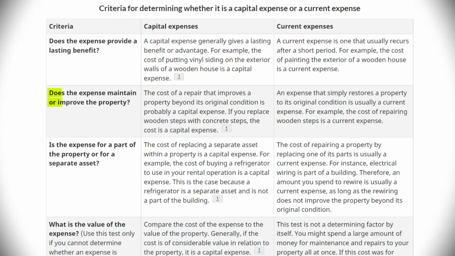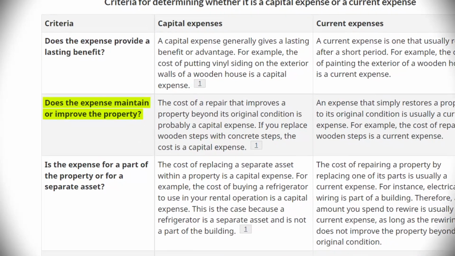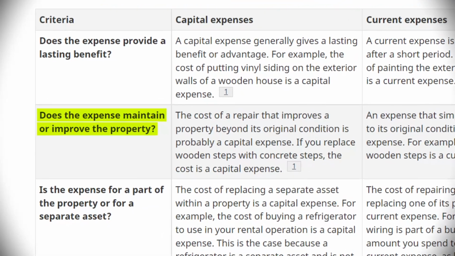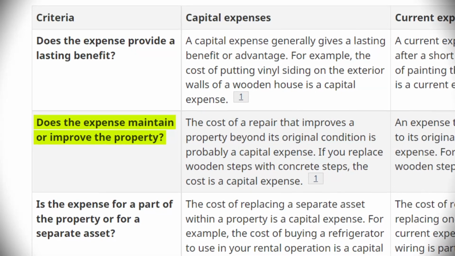So one question to ask is, does the expense maintain or improve the property? And this goes back to that, painting the house versus putting new siding on. So that's really something that you have to look at too. Like, is this actually maintaining the house? Again, as you have rentals, there's a lot of maintenance to it, right? So that writes off against your current expenditure.